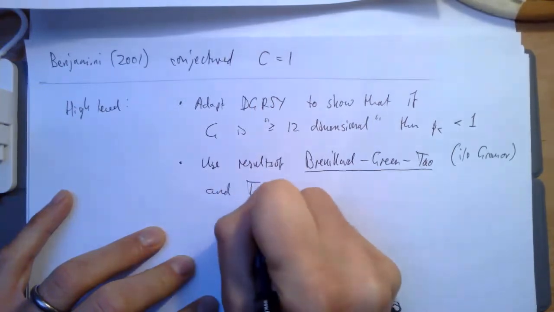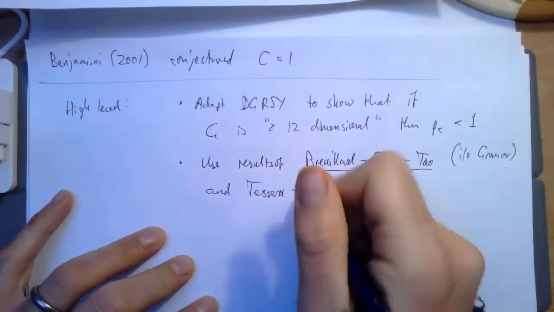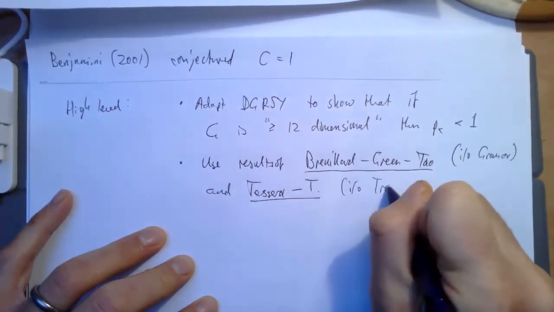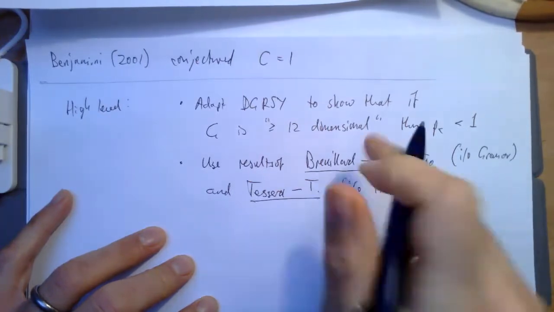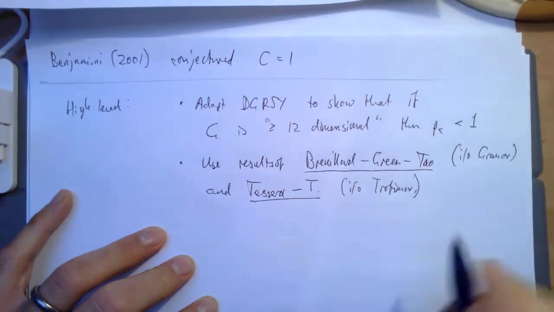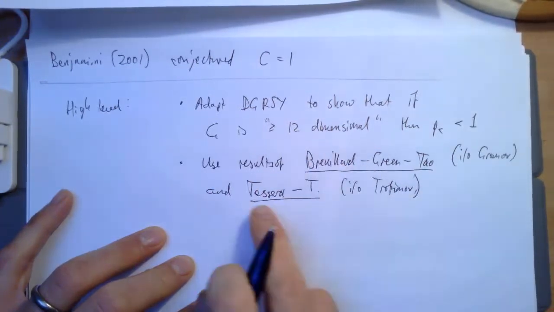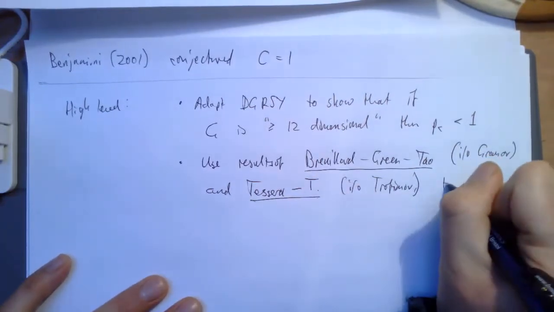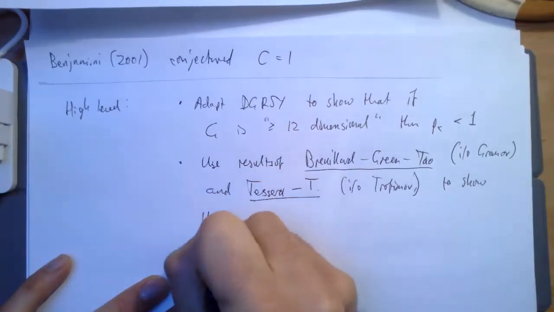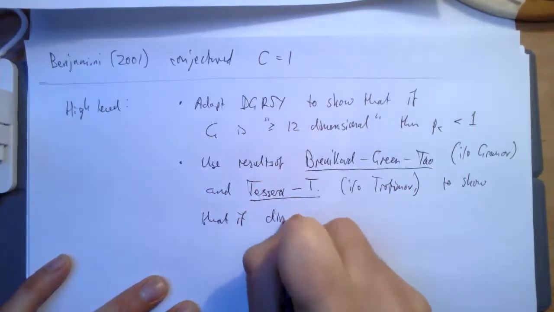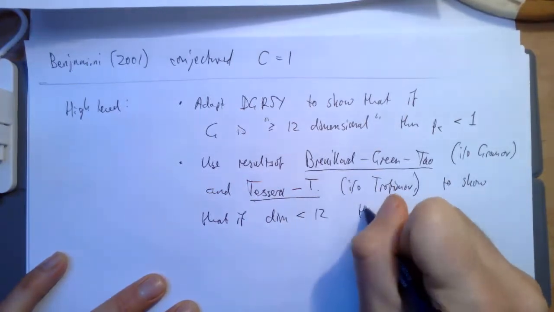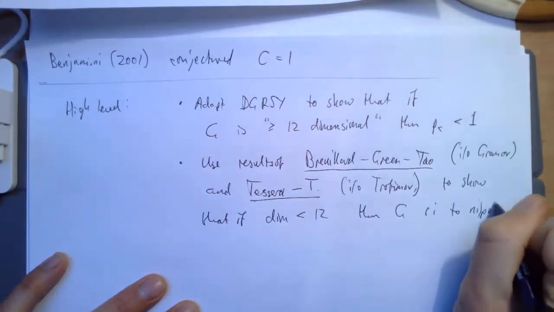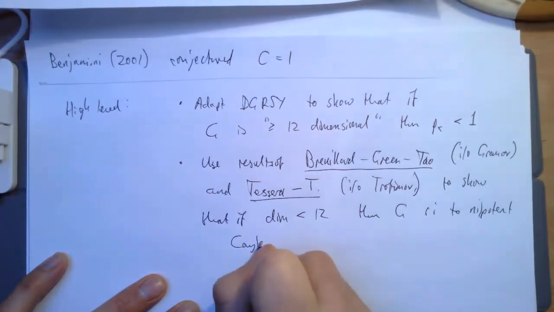And Romain Tessera and me, which is instead of Trofimov. Well, we also have to refine the BGT stuff a little bit too, actually, Romain and I. But anyway, broadly speaking, it's results of these two to show that if the dimension is less than 12, then G is roughly isometric to a nilpotent Cayley graph.